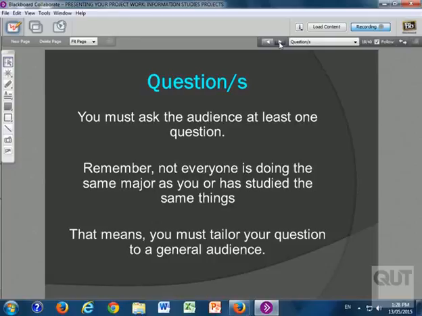Questions, we talked about it again, but as I said, I'm going to keep going over them so they're very clear. One question at least. Not everyone is doing the same major, so once again, make sure that the question is accessible for everyone. It doesn't have to be incredibly simple. It has to be based on your topic, on your project, but it still needs to be put in a way that people can find a way to engage with it. So you have to tailor your question to a general audience. It's something you'll find when you're doing presentations.